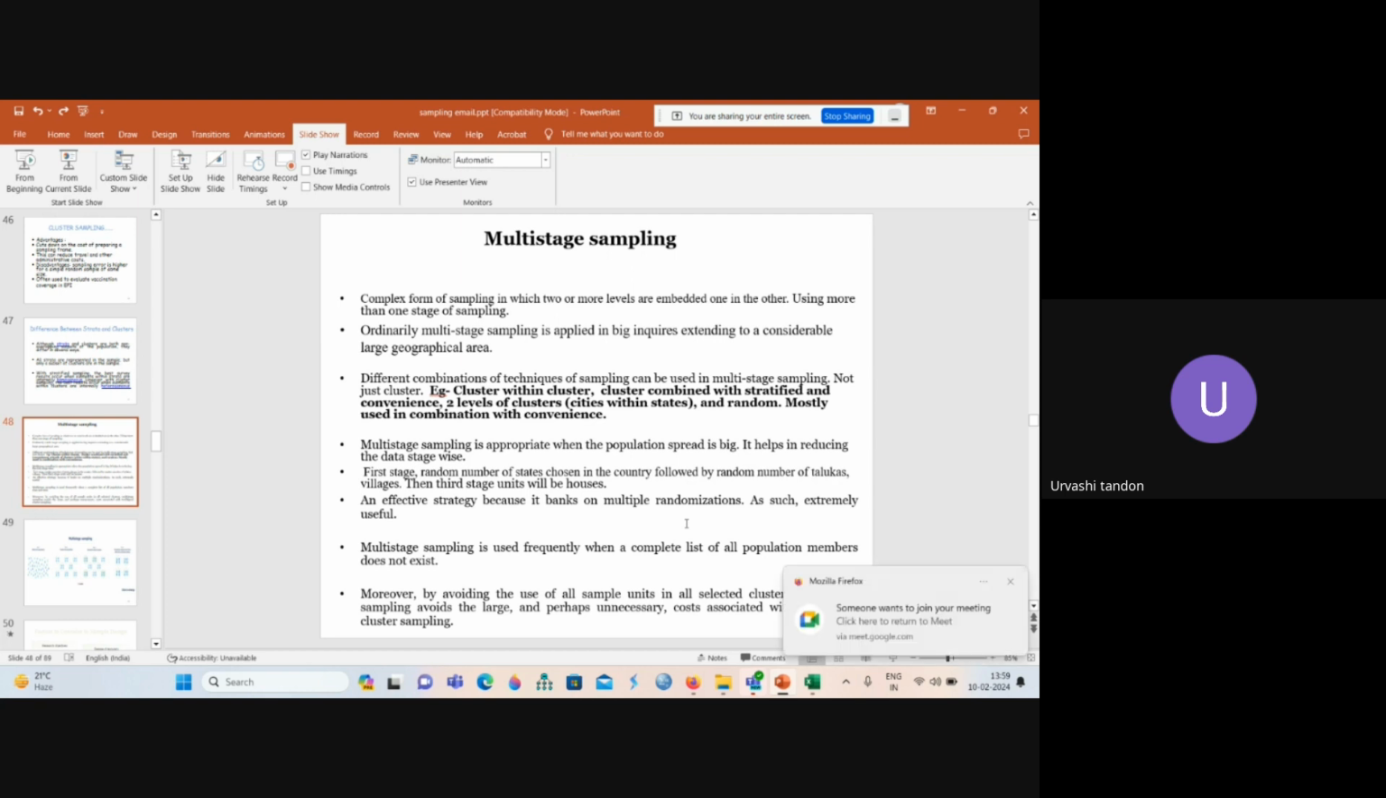This is again important. Multi-stage sampling is used frequently when a complete list of all population members does not exist. Important is this one, right?